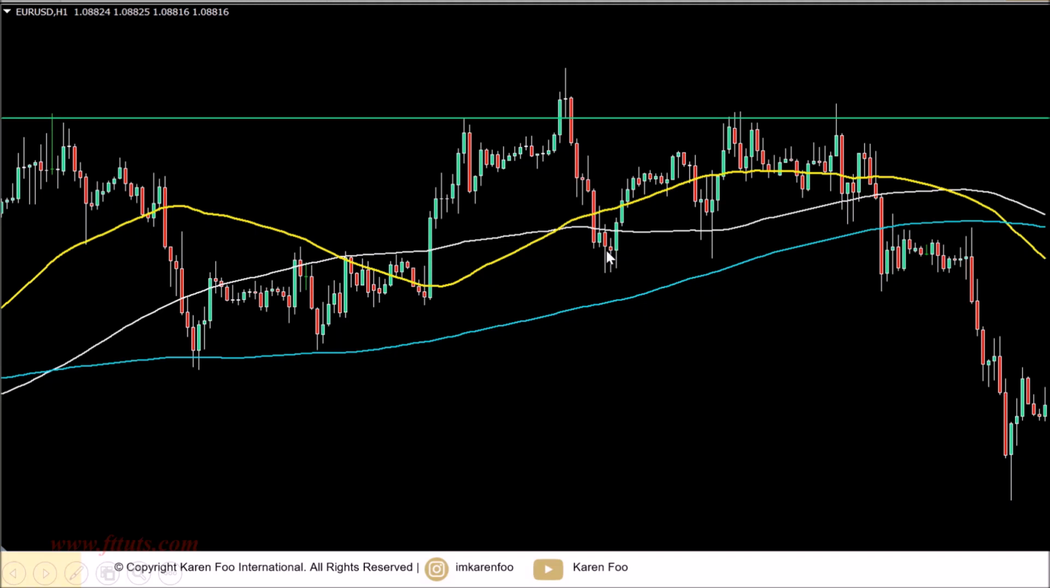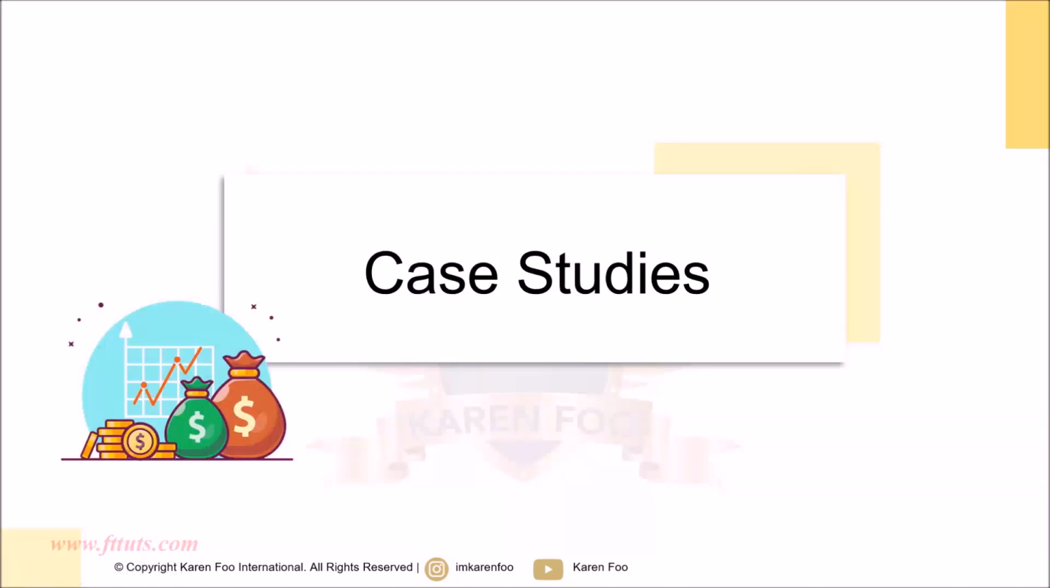So in a way you can use dojis to also spot false breakouts. So it's going to help you avoid making some stupid trades. Okay, so right now I'm gonna give you a couple of case studies.